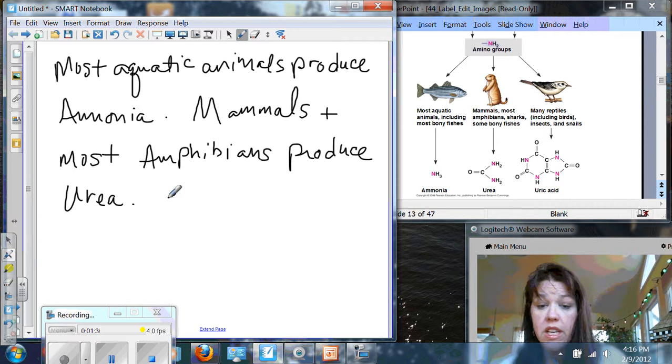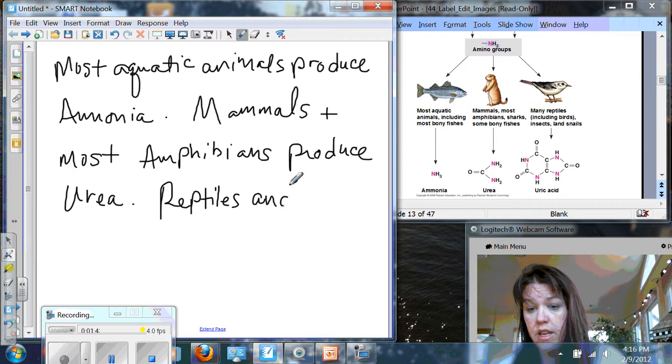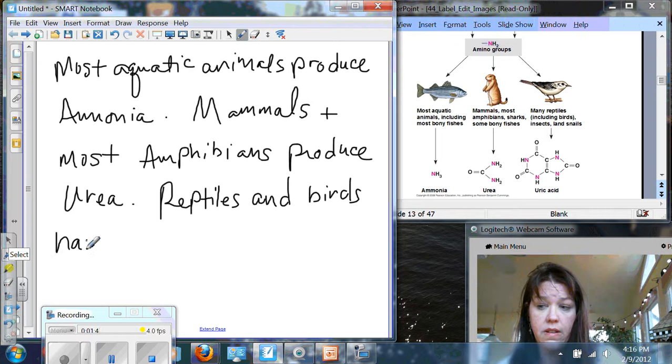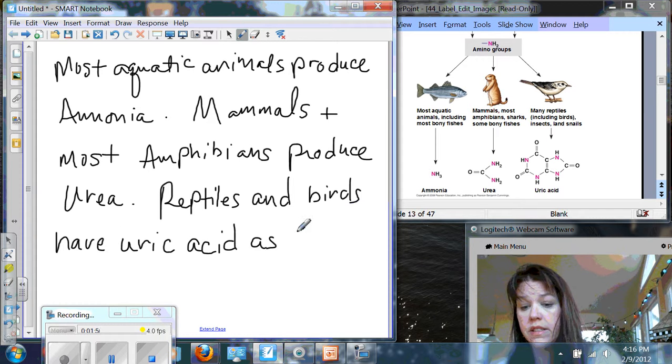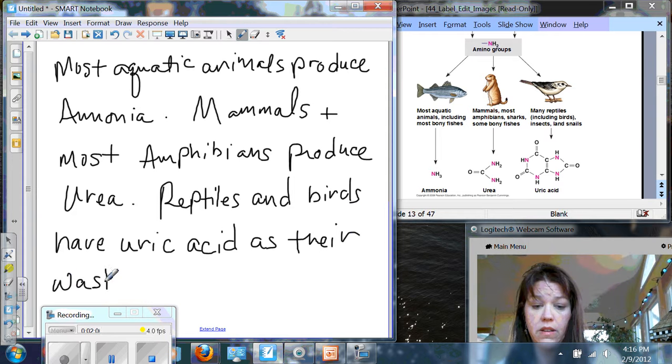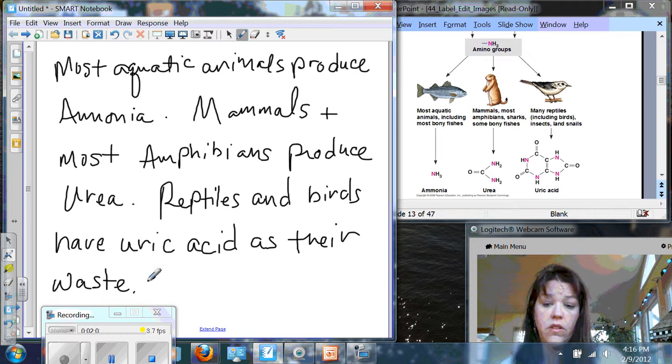And then finally, reptiles and birds produce uric acid as their waste. We could say as their nitrogenous waste probably would be better. So here is the tree.